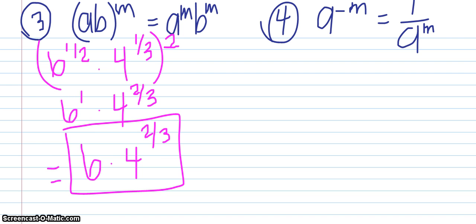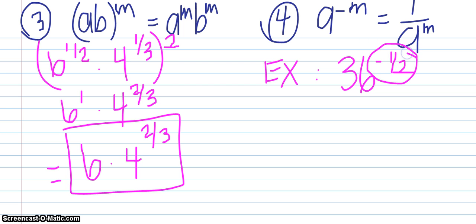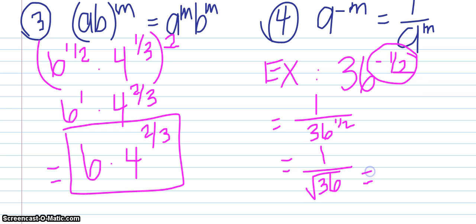The next property is if I have a to the negative m, we know that the negative exponent comes into the denominator. So an example of this would be if I have 36 to the negative 1/2 power, I know this negative exponent moves this whole thing to the denominator, so I have 1 over 36 to the 1/2 power. And I know that the 1/2 power simplifies to the square root, so it's 1 over the square root of 36, and I can simplify that further to 1 over 6.